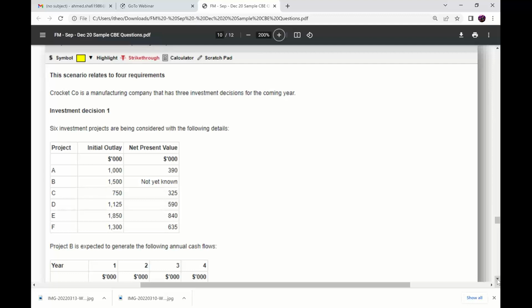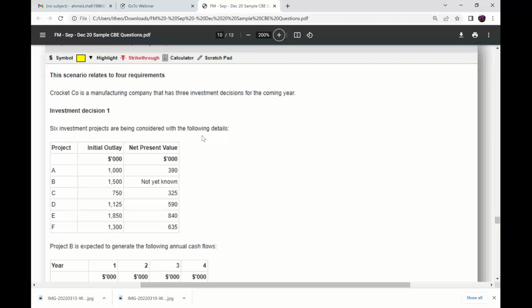Okay. Crockett Company is a manufacturing company that has 3 investment decisions for the coming year. Okay. Investment decision 1. 6 investment projects are being considered with the following details. Okay, so you might be seeing in investment decision 1 that there are 6 projects being considered with the following details. 6 projects are A, B, C, D, E, F.